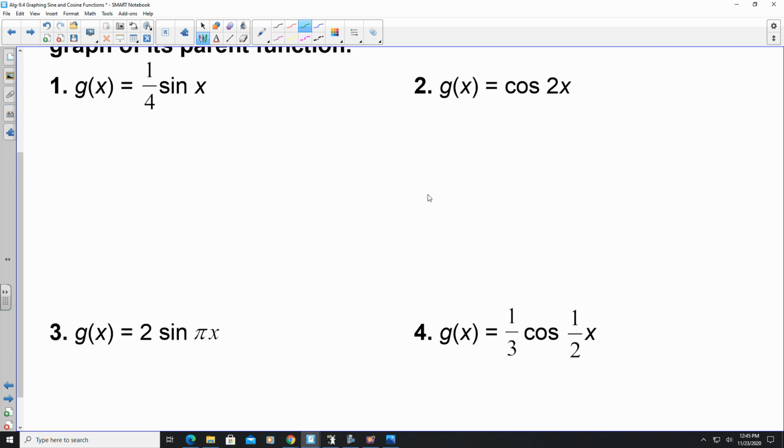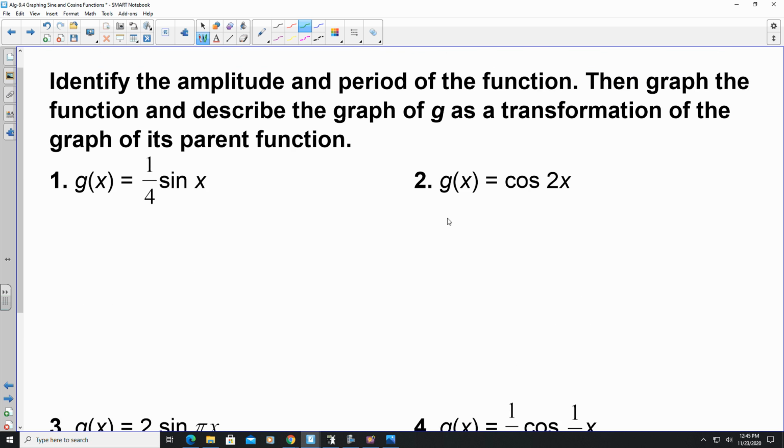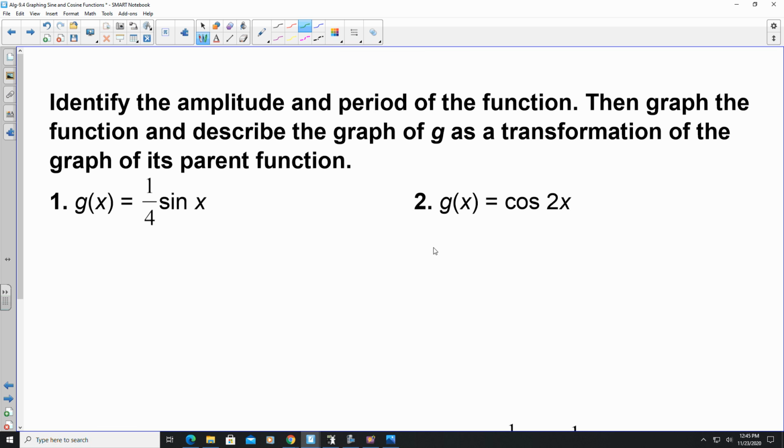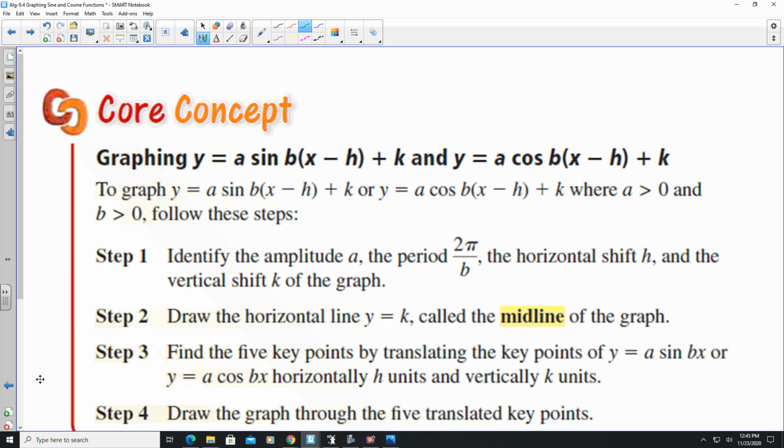Same thing. These are similar situations with different sine and cosine functions with different amplitudes and different values for b to get the period. Again, if you need additional examples, please feel free. I'm more than happy to do so if you leave a comment or a message.